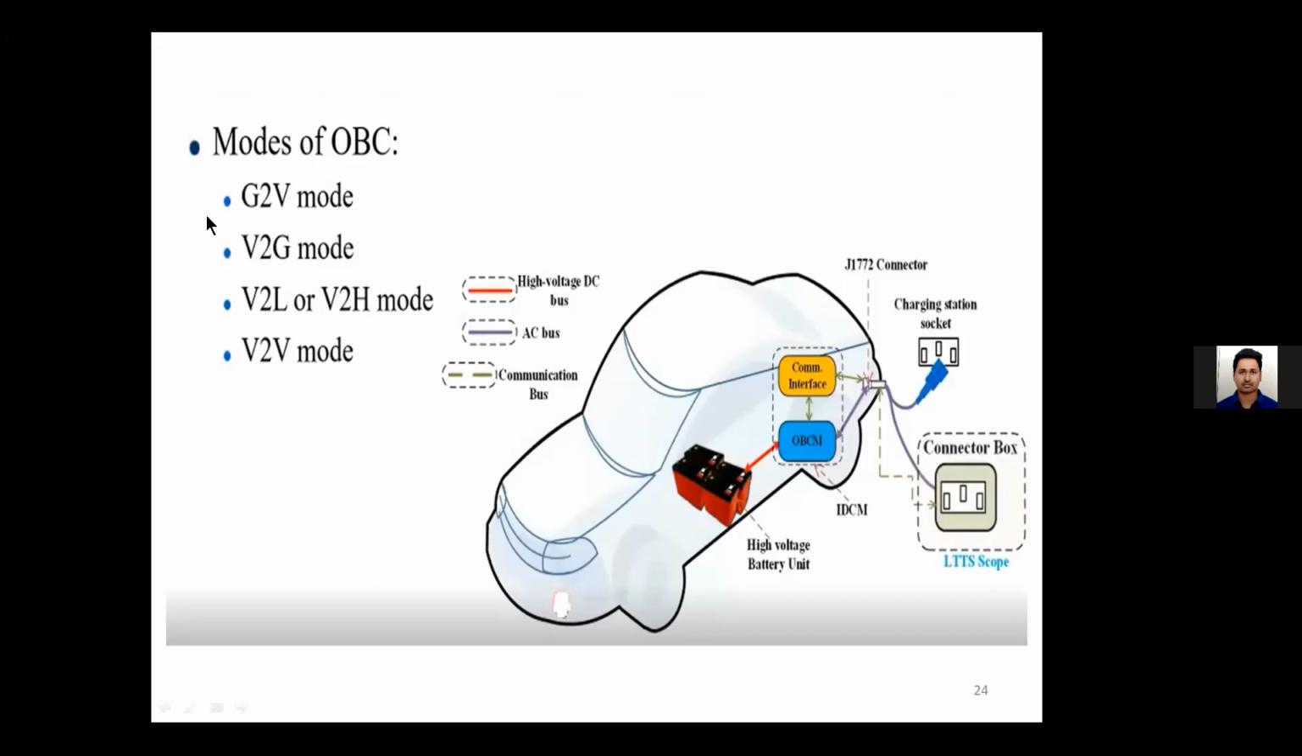So modes of OBC: G2V, that means grid to vehicle mode. Grid here is basically the socket, the utility that we can consider as the grid. Through this, we connect the socket, the power cable or whatever, and your vehicle or the battery gets charged. This is the first mode. And V to G mode.